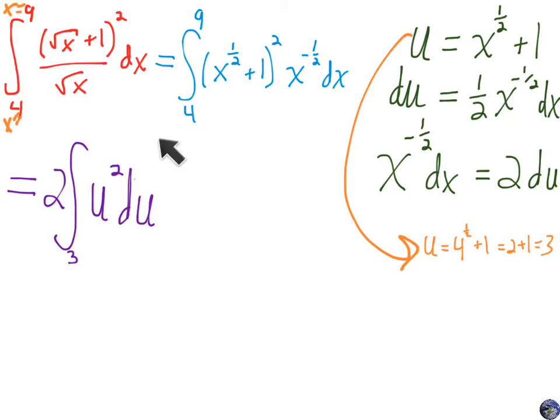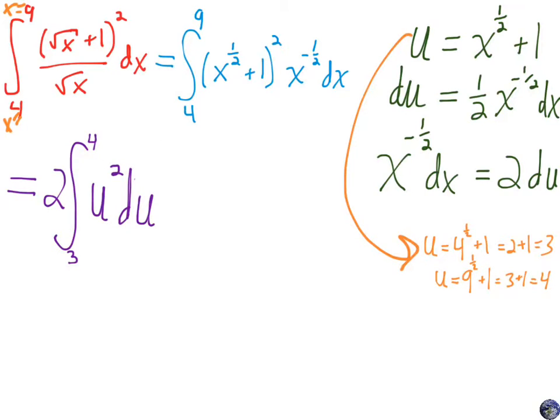Of course, we still have to figure out what the upper bound is going to be. So before it was x equal 9. When x equals 9, what does that mean u is going to be? So we got to plug x equal 9 into our formula here for u and see what we get. So 9 to the 1/2 plus 1, 3 plus 1 is 4. So hence that means that when x is 9, the u is actually 4. So that's going to be our upper bound over here.